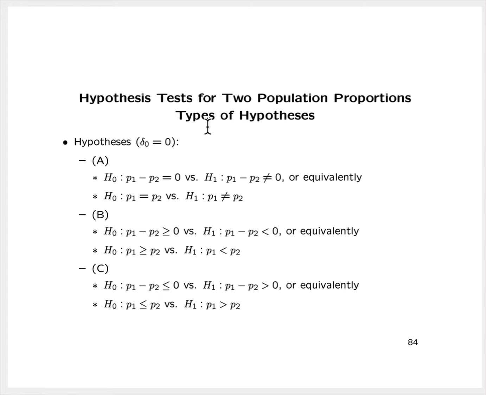Now, if the hypothesized difference delta zero is equal to zero in a given situation, then we can write the hypotheses as we've got here, substituting delta zero with zero. And so you can see that we can state the hypotheses either as a difference, which is the first bullet point under each of these hypothesis types, or more directly as comparisons, as we've got in the second set of hypotheses, or the second bullet point under each type of hypothesis.